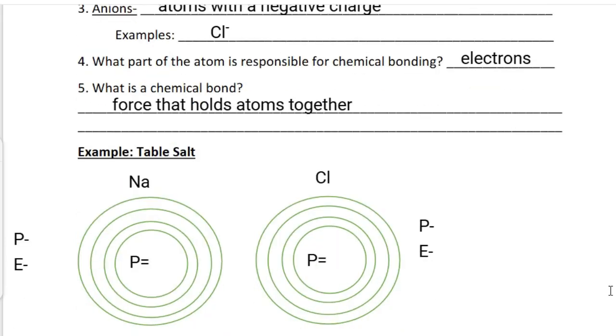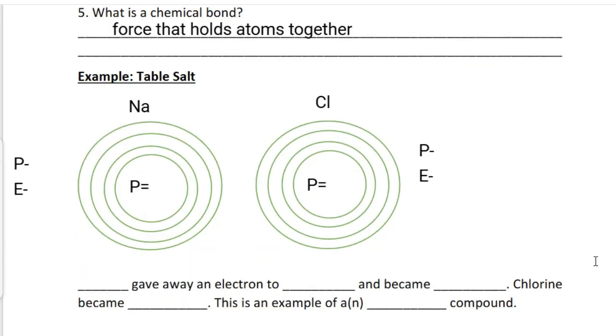So let's go ahead and take a look at an example here. A very common example is table salt. By themselves, Na or sodium and chlorine are not safe for you to ingest. Okay, you cannot eat those. However, once they chemically combine, they neutralize and they make a neutral substance called table salt or sodium chloride.